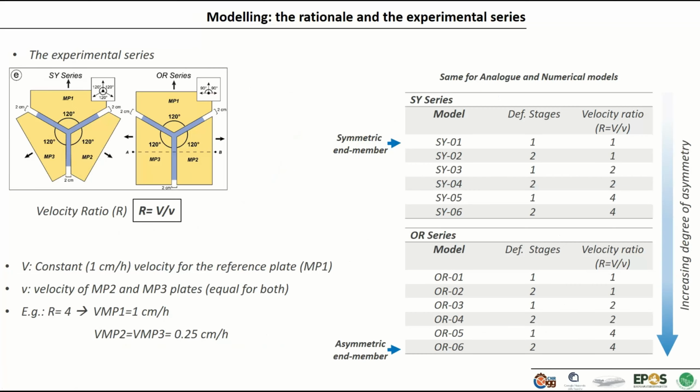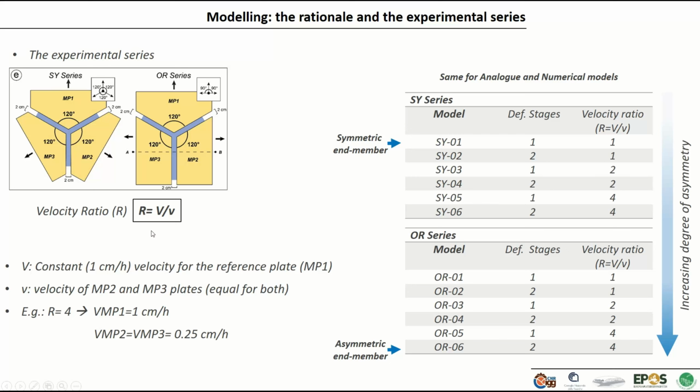The last and most important parameter that we have investigated in this experimental series is the velocity ratio between the moving plates. The velocity ratio is a simple concept. We have defined it by considering the velocity of the reference plate that is always the same in all the models, and is 1 centimeter per hour. And then the velocity of the other 2 plates, which is the same for MP2 and MP3, but it can be half or a quarter the velocity of the reference plate.